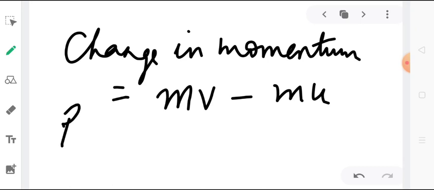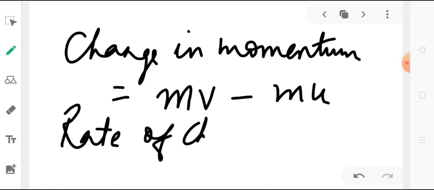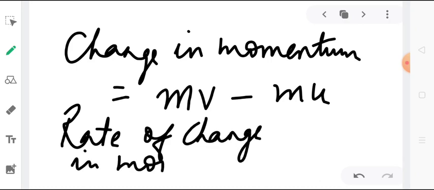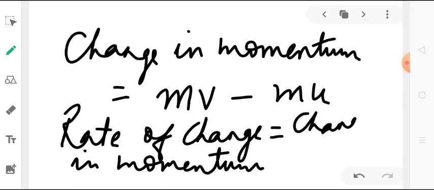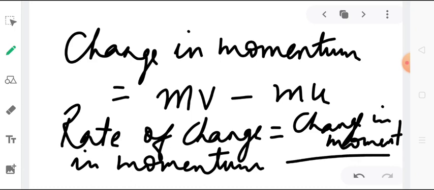Now, when we say rate of change in momentum, this means change in momentum divided by time.